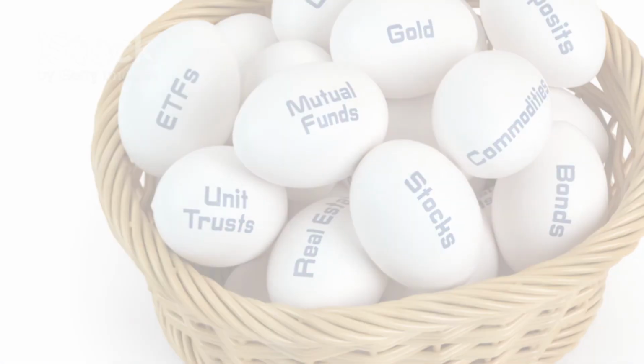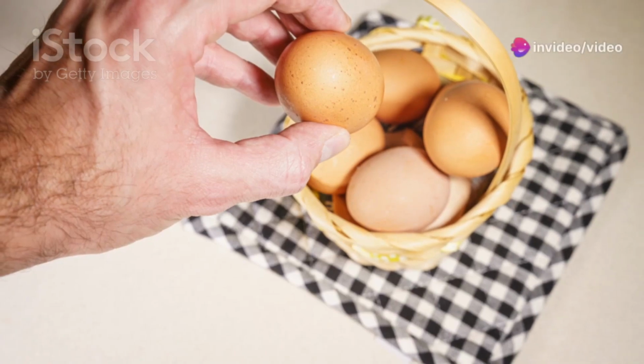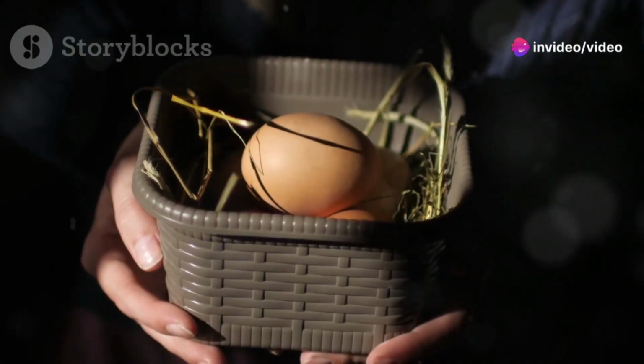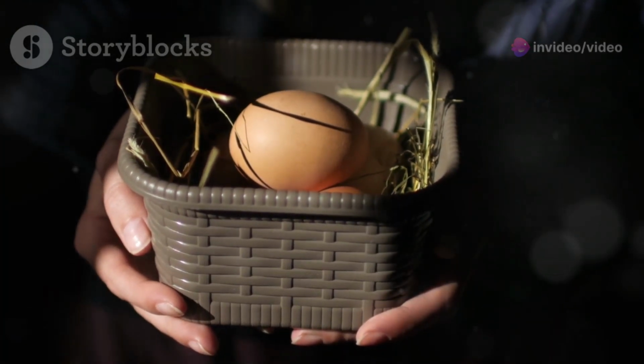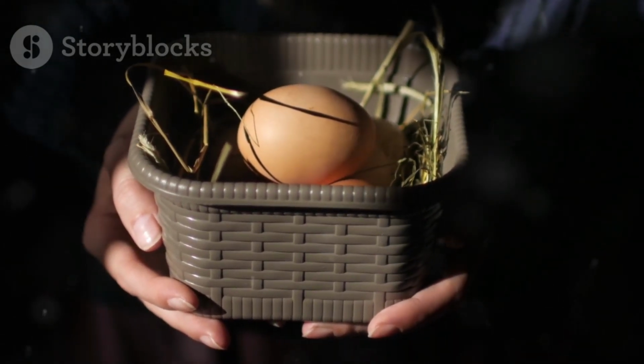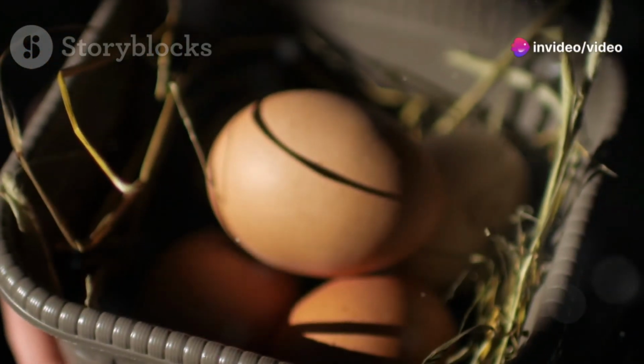To simplify the concept of diversification, think of it as a basket of eggs. Imagine you have a dozen eggs. You could put all of them in one basket. But what if you stumble? What if the basket tips over or the handle breaks? That's it. All your eggs are gone, broken on the ground. This, in essence, is the risk you take when you put all your investments into one asset class or one type of investment.